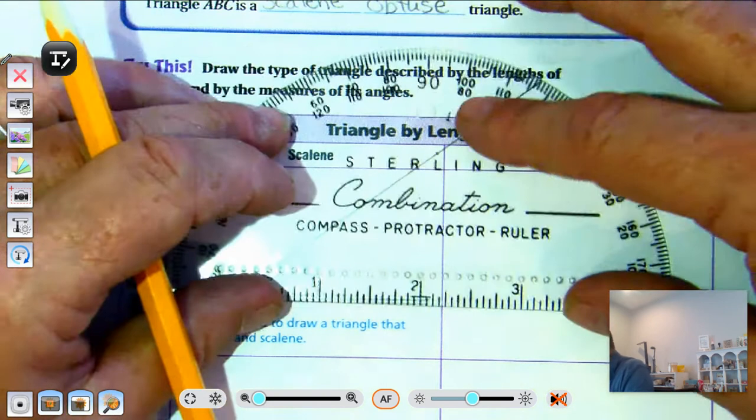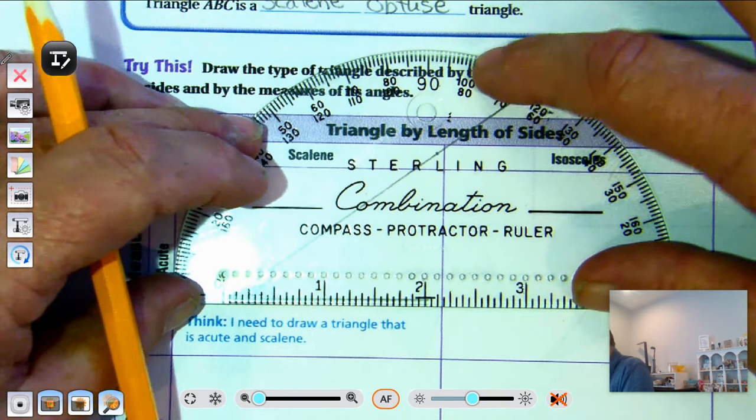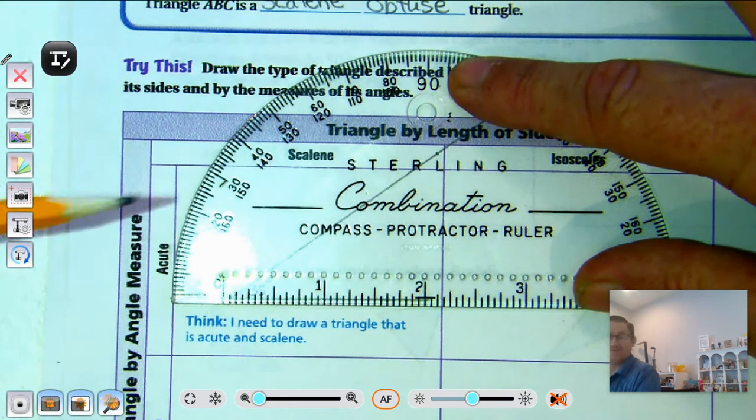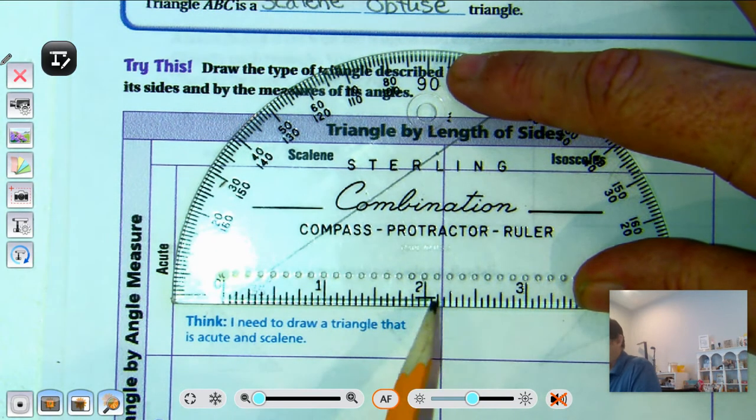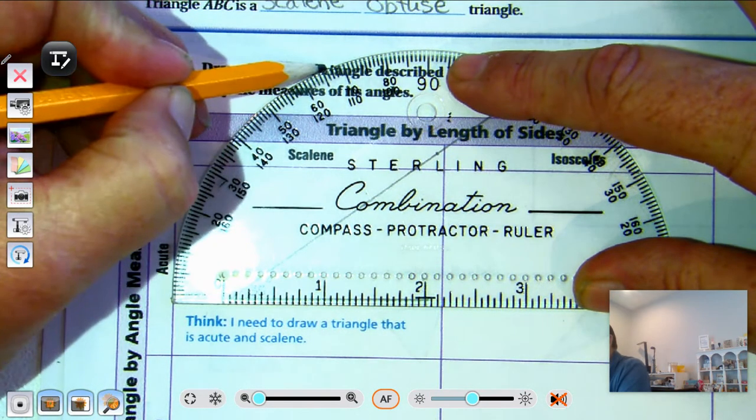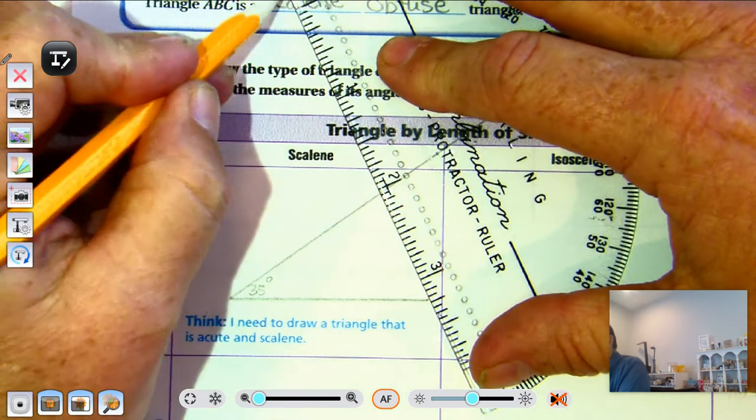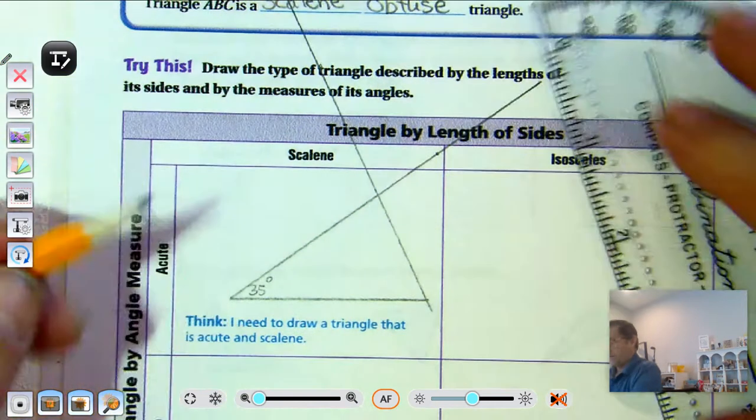And I'm going to find 65 degrees. Okay, so I want the angle to open this way, so I'm going to use the outside marks, and I'm going to find 65. Okay. I'm going to connect it.